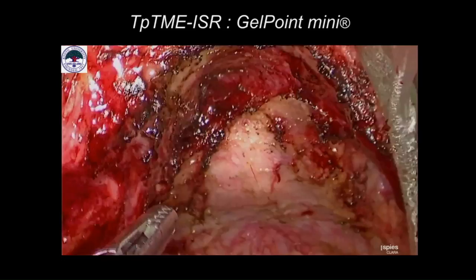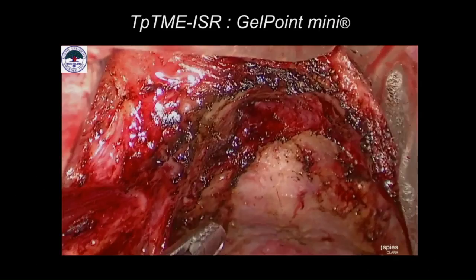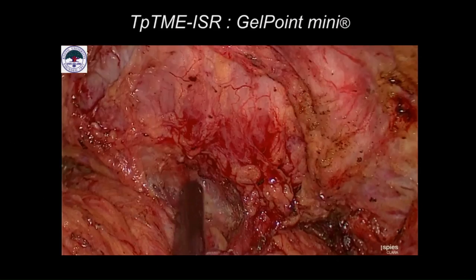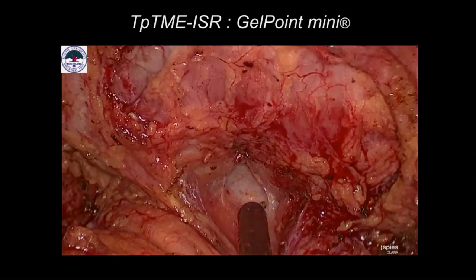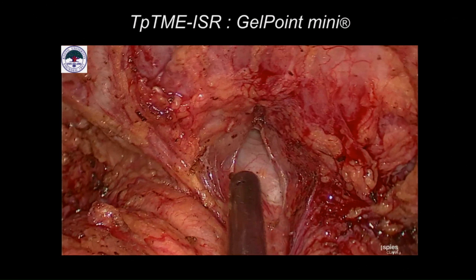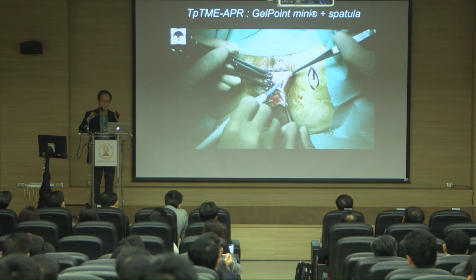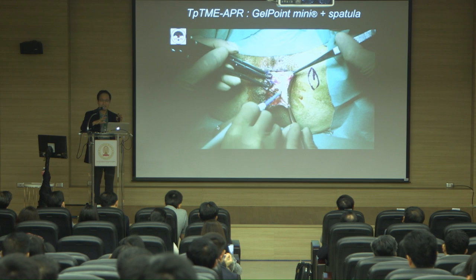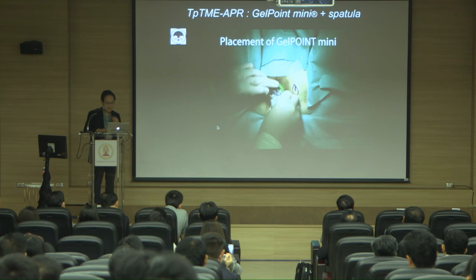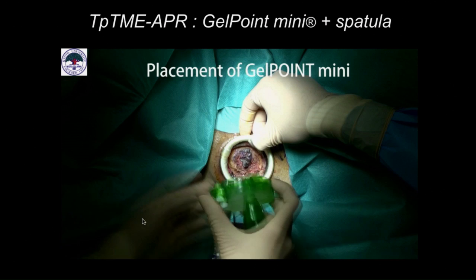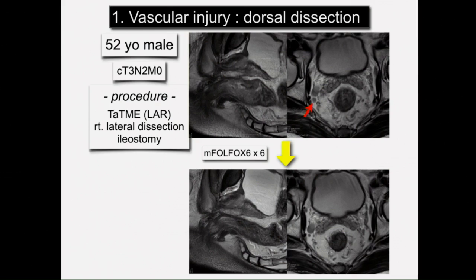Compared with the ISR, anterior resection is very easy because we can reach the prostate directly by dividing the anterior wall of the rectum. And this is the APR. The skin incision first, and the subcutaneous dissection, then we put the GelPoint Mini, just like the ISR. The following procedure is the same, so I cancel.